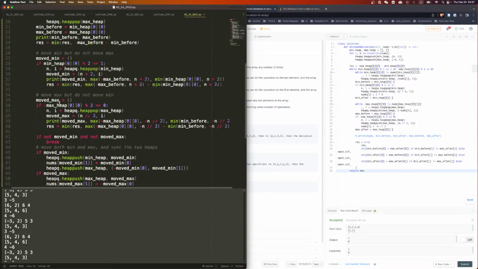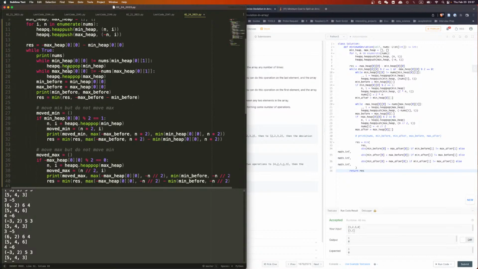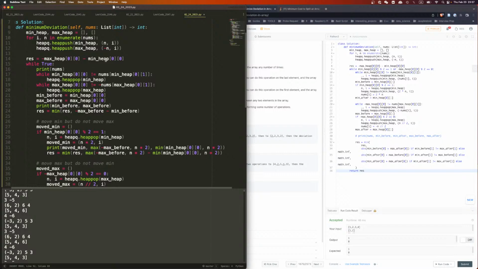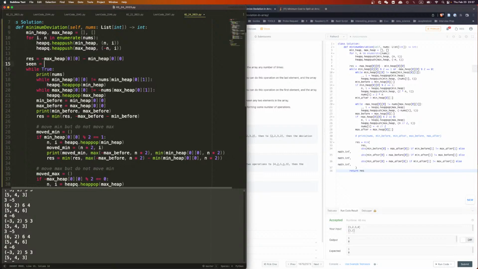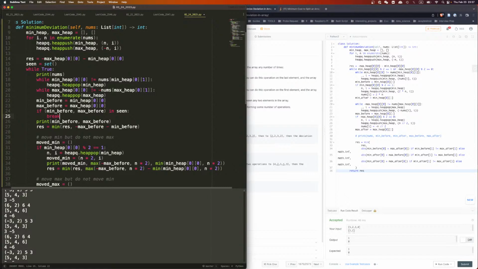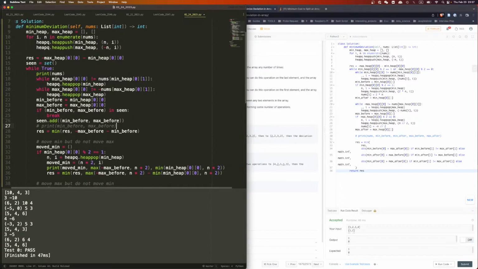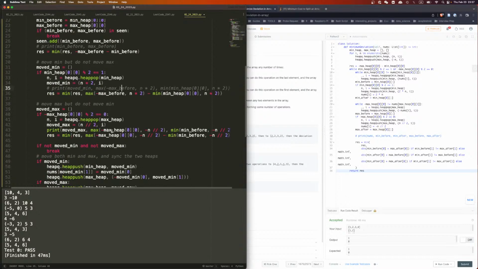Okay, so seen, right? If min before, max before in seen, or break. Otherwise, seen dot add min before, max before. Oh Lord.